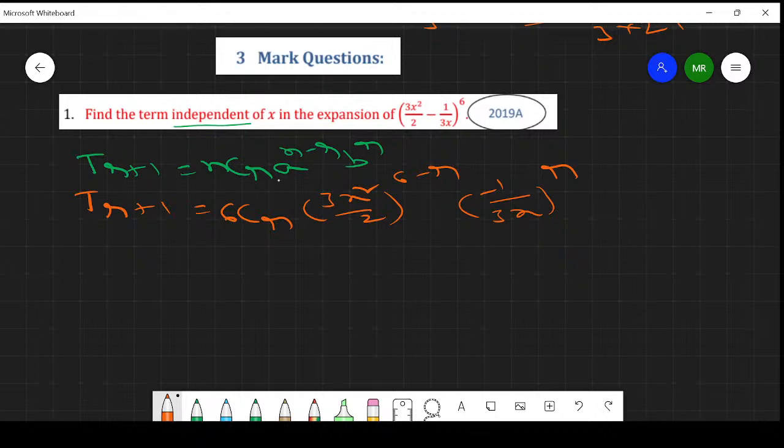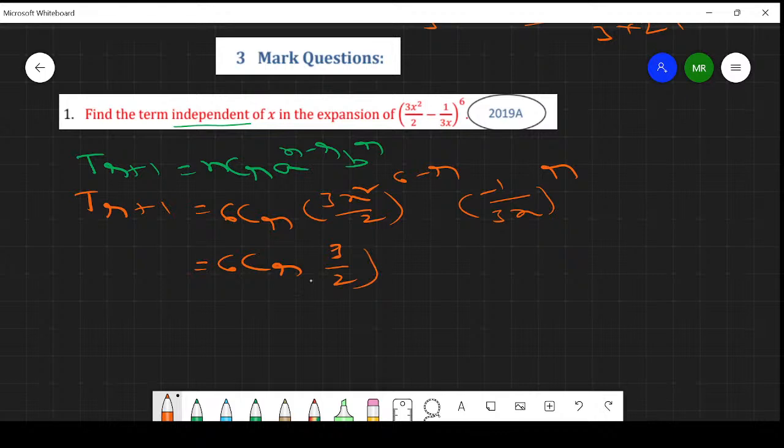Write the general term. Then for every problem, either independent term or coefficient of something, start with T_(r plus 1). Definitely you get 1 mark for writing that formula. So replace T_(r plus 1): n value 6 here. a means first term in the given binomial, a is this one. b is minus 1 by 3x, including the negative sign you should consider. Now I can write this one. Just observe here: 6Cr, this is 3 power, this is 3 by 2.